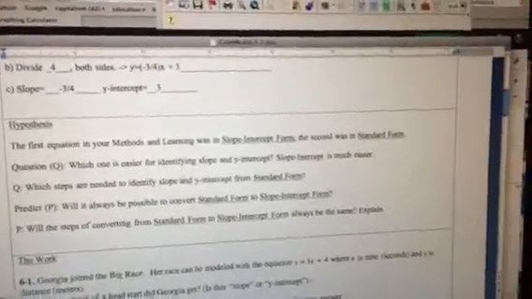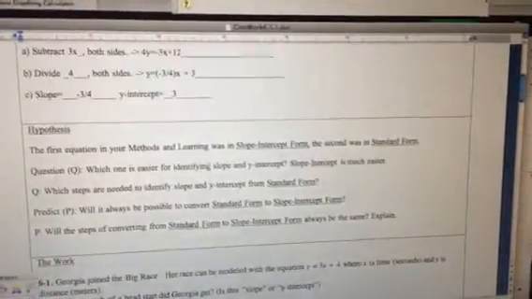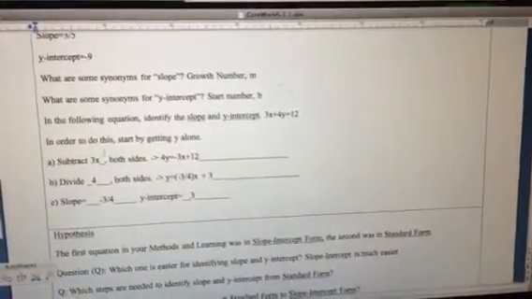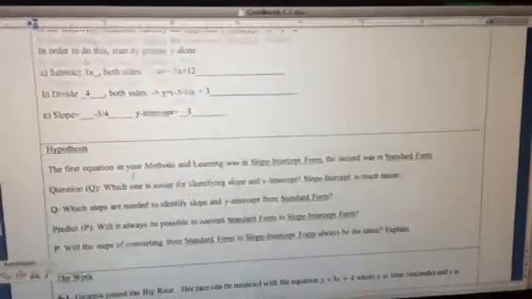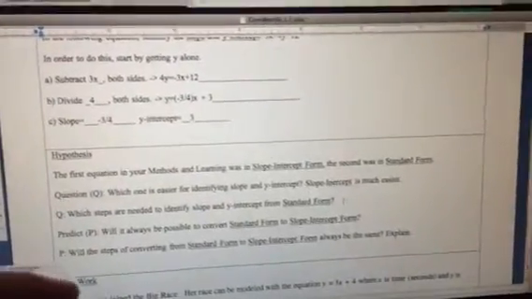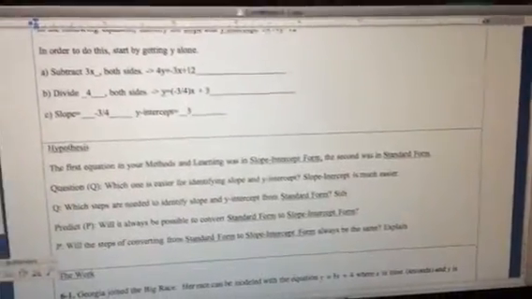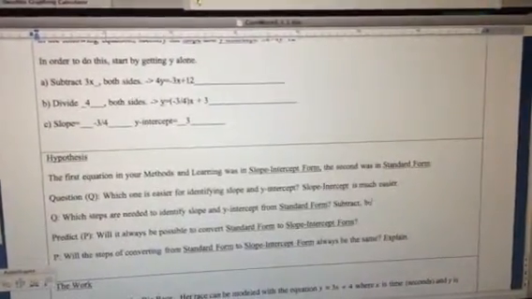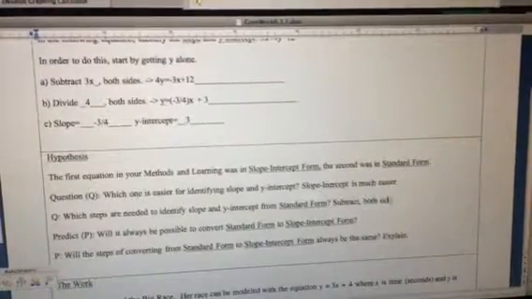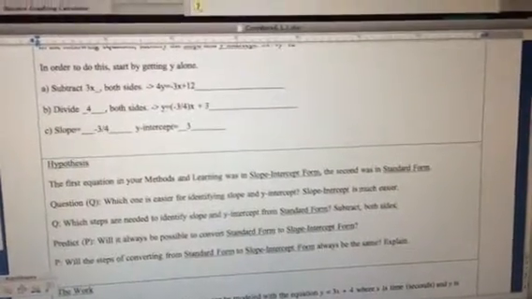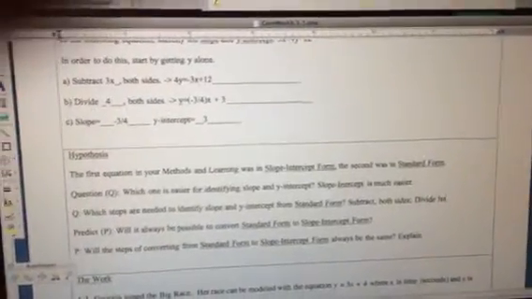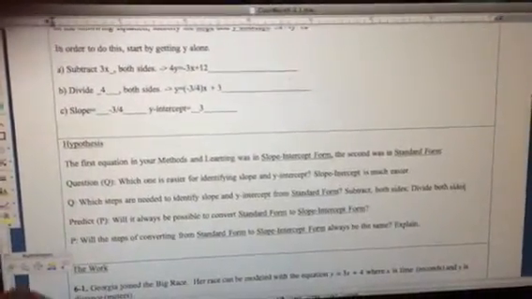Which steps are needed to identify slope and y-intercept in standard form? Well, here we have our standard form, and what do we do? Well, in this case, we subtracted from both sides, and then we divided from both sides. So we're just going to say we subtract both sides, and then divide both sides. Alright, there we have that.